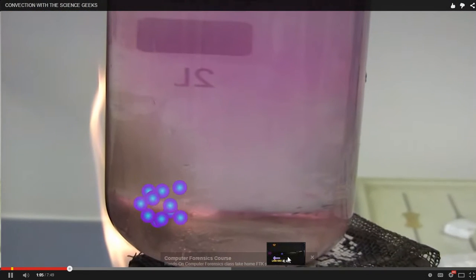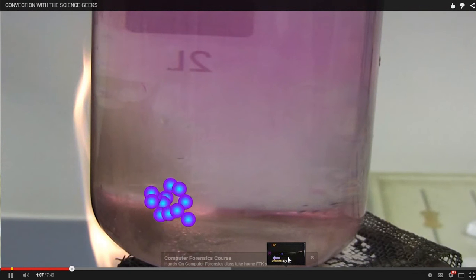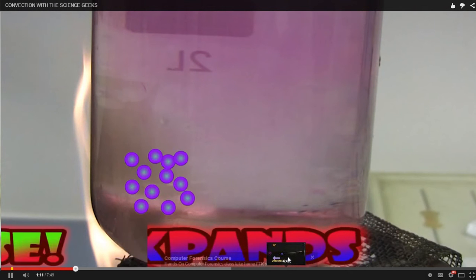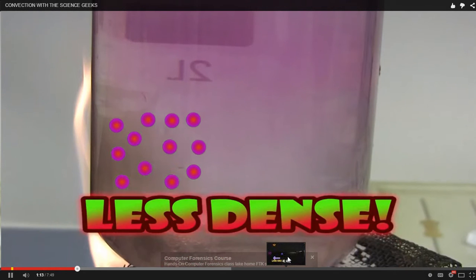Ooh, convection! But why does this happen? Oh, great one. Well, as the liquid is heated, the particles in the liquid gain energy and move further apart. The liquid expands, it becomes less dense and starts to rise to the surface. New liquid is drawn in to take its place.